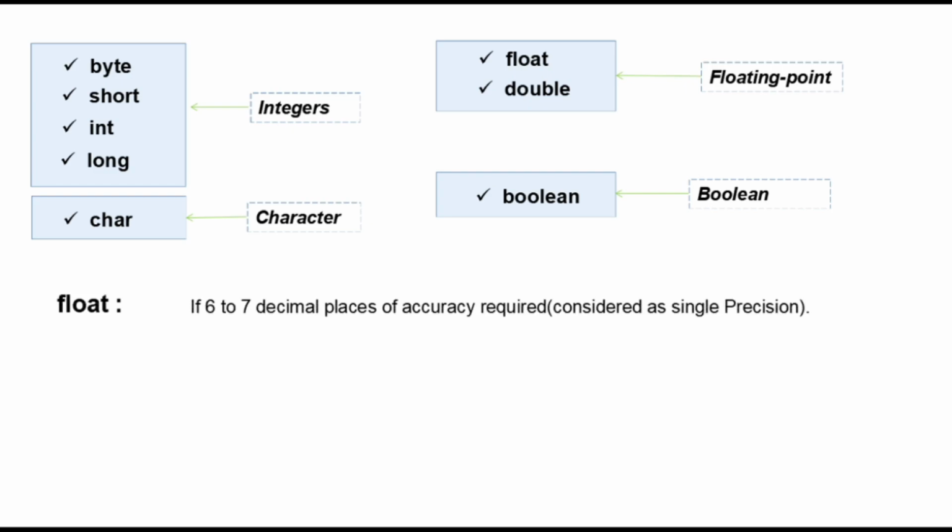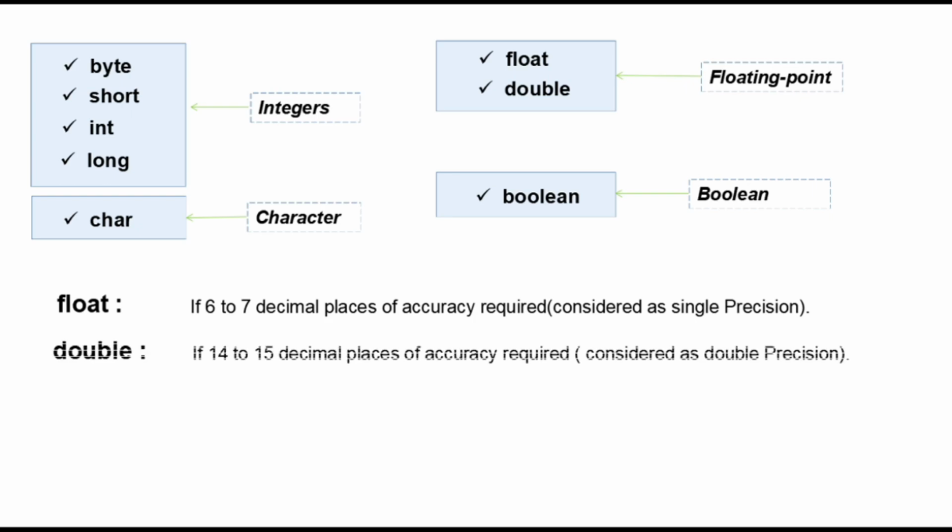One is float and another is double. So if 6 to 7 decimal places of accuracy are required, then we will use float. And if 14 to 15 decimal places of accuracy are required, then we will use double. So it depends on our requirement, what values we are going to store and which type of precision we require to write the decimal value.